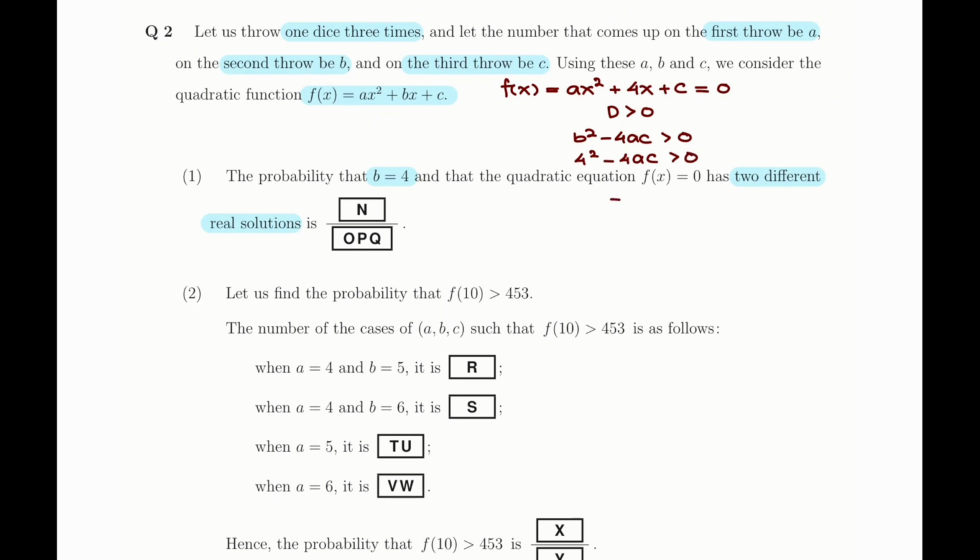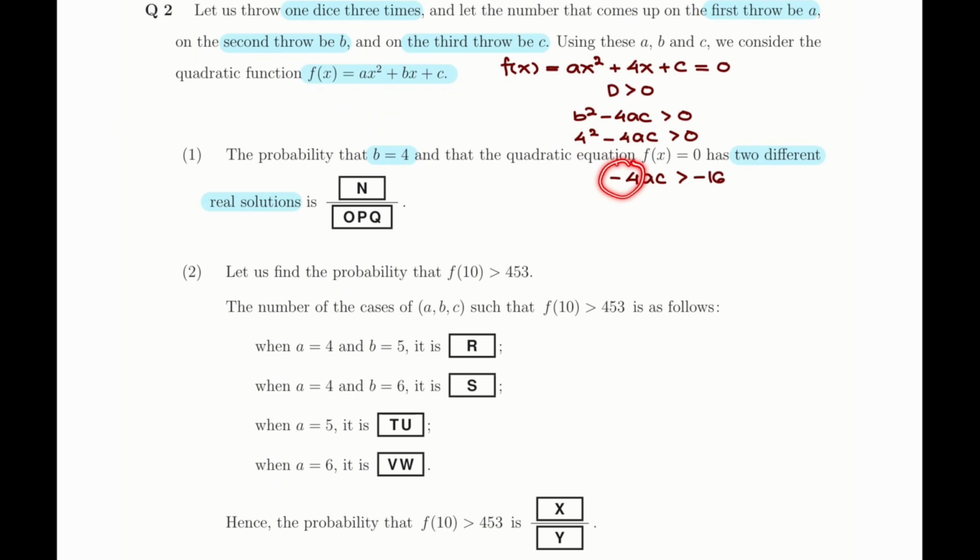That means negative 4ac greater than negative 16. 4 squared is 16. If you move it to the other side, you get negative 16. And then if I divide by negative 4, I will get AC less than 4. Don't forget to flip the inequality because we divide by a negative number. So AC less than 4.